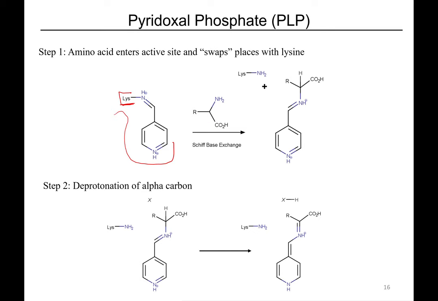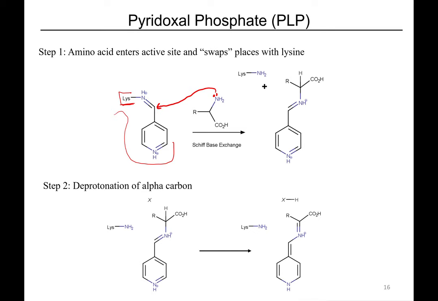Okay? And the way this happens is fairly straightforward. There's a lone pair on this nitrogen, okay? So in this case, our nucleophile is going to be the lone pair on that nitrogen. The electrophile in this case is going to be this carbon right here, okay? Because what we see is that the new bond that gets formed is between the nitrogen on the amino acid and this carbon on our PLP cofactor, okay? So the first step is for there to be a nucleophilic attack of the nitrogen onto that carbon.